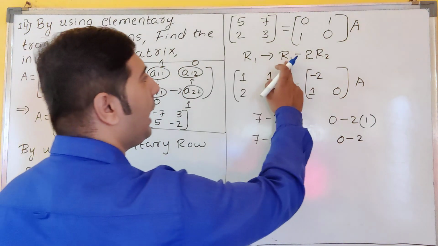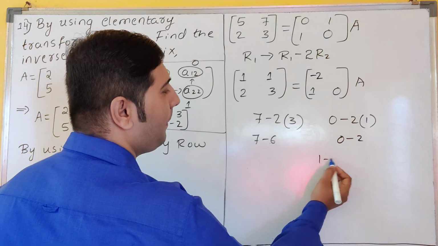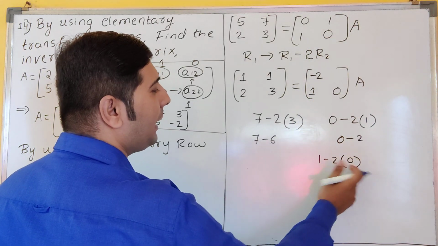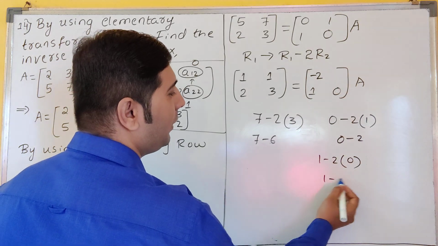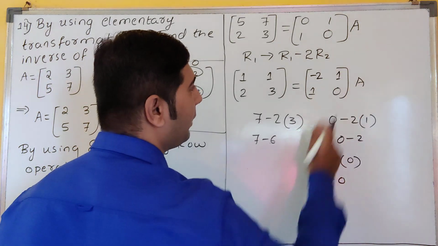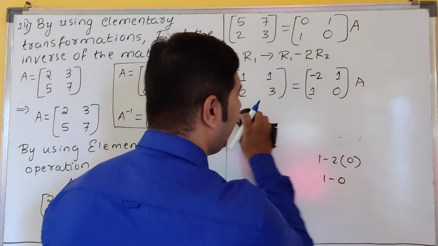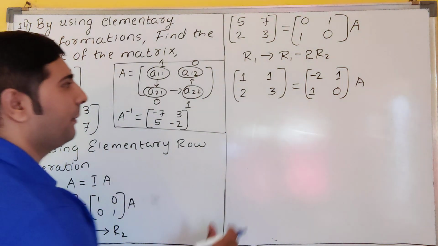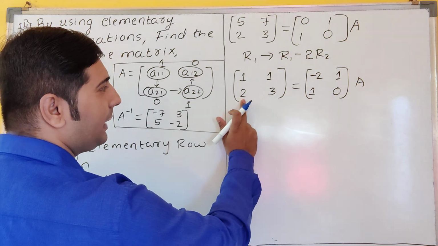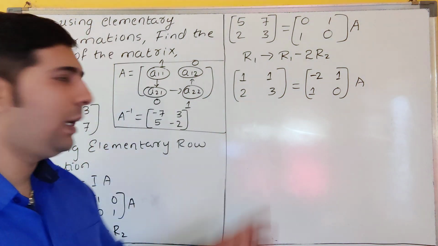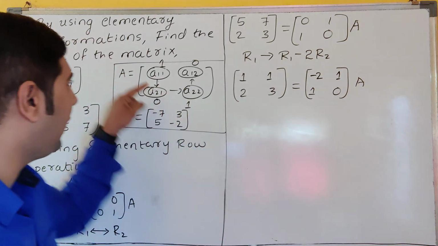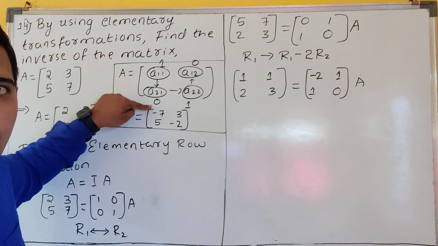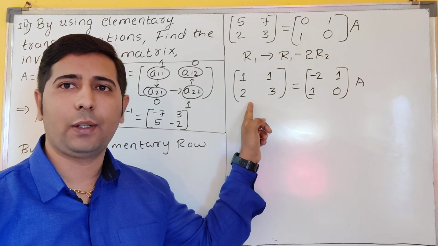So next is what? R1 is 1 minus 2 into R2, which is how much? 0. So 1 minus 2 into 0 is 1 minus 0, which is how much? 1 only, dear students. I hope it is clear for you. Okay. So now see, I have to make this as 0. This one. You see, after 1, you have to come here. The arrow mark shortcut is saying here only, no? This you have to make as 0.